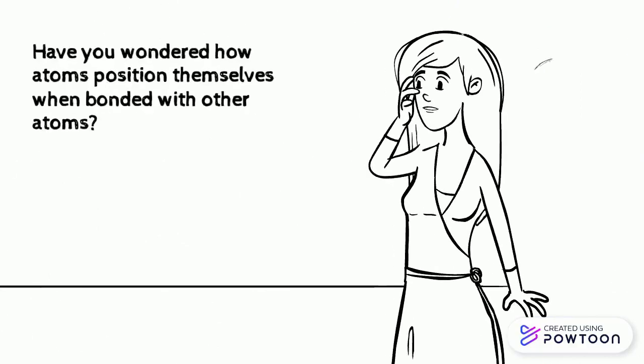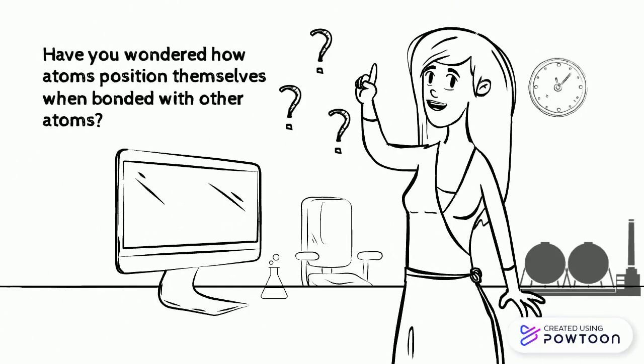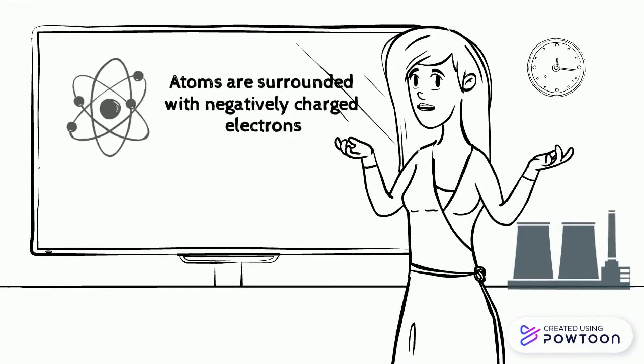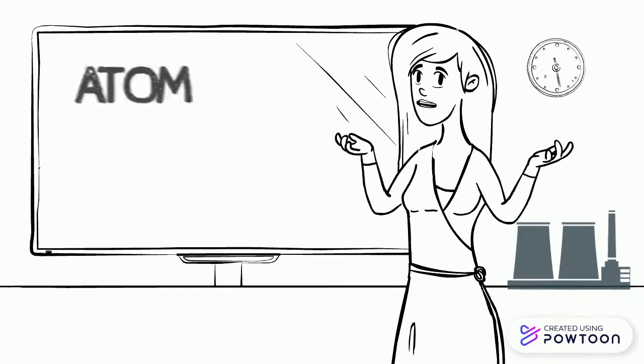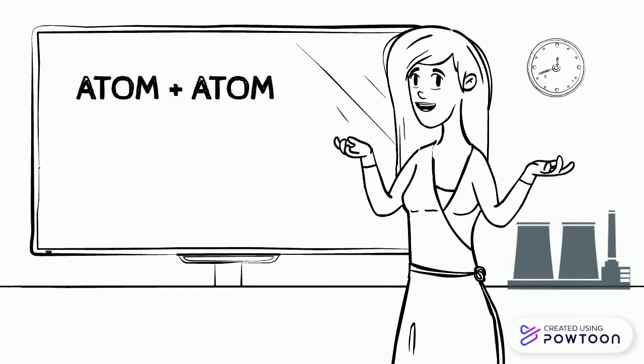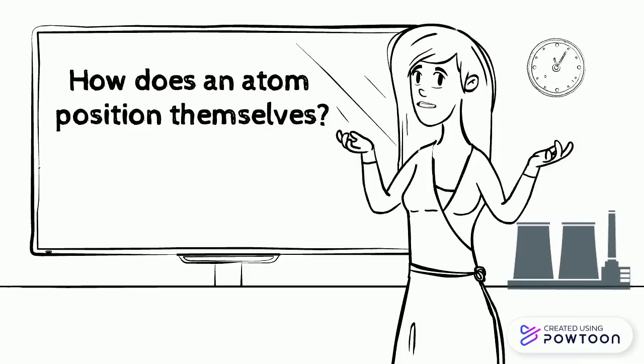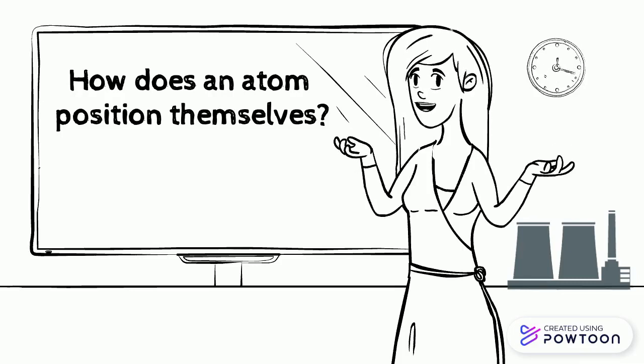Have you wondered how atoms position themselves when bonded with other atoms? Since atoms are surrounded with negatively charged electrons, positioning them with another atom, forming a molecule, will cause a repulsion. So how does an atom position itself such that it can minimize repulsion?